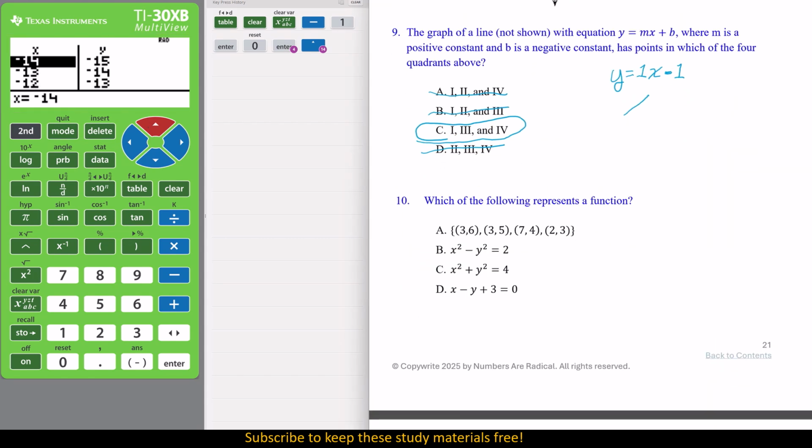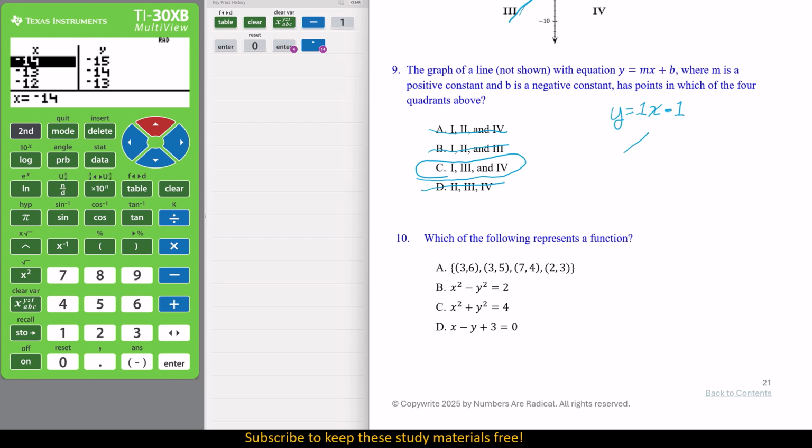All right, let's look at number 10. Which of the following represents a function? Remember, functions cannot have repeating x values. So let's see here. 3, 3. That is not a function. We are looking for something that is a function. Well, x squared minus y squared equals 2. That isn't a circle, but it's an ellipse. So, no, I'm not going to buy that.